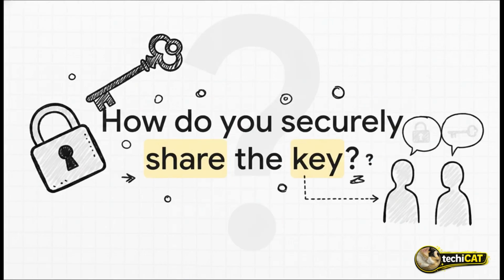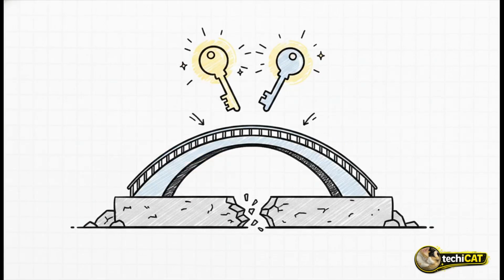But wait, here's the fatal flaw. If both people need the same key, how do they safely share it? Enter asymmetric encryption. It uses a brilliant mathematical workaround to completely solve that pesky key-sharing roadblock.